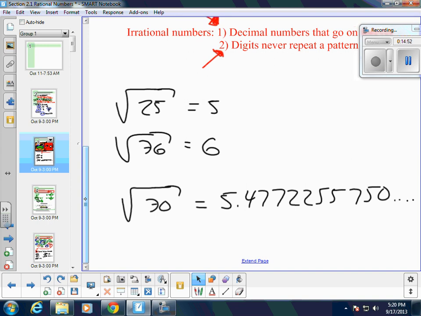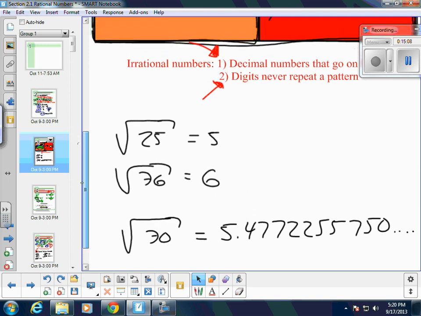Students sometimes punch numbers into their calculator like this and think that it ends at the end of the calculator display, but no. If your calculator could go on and on forever, it would show you all the numbers that keep going for the square root of 30. That decimal does go on forever, there's no end to it. So that's how I know it's an irrational number.